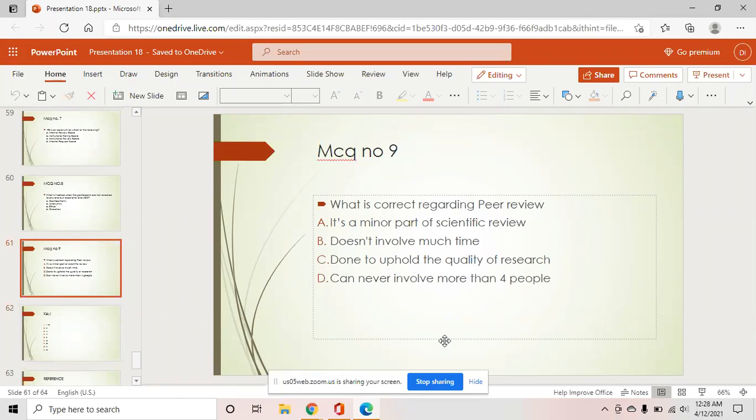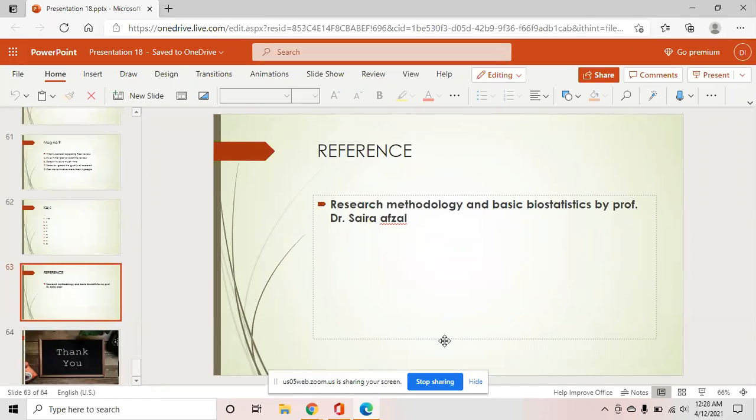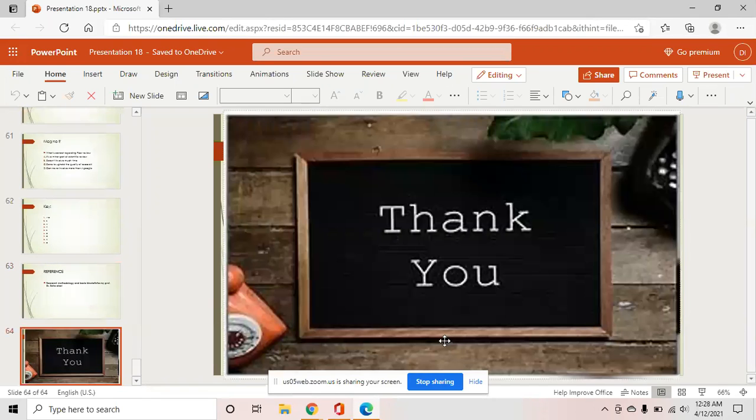What is correct regarding peer review? It is a minor part of scientific review. It does not involve much time. It is done to uphold the quality of research, and it should never involve more than 4 people. C is the right answer. It is done to uphold the quality of research. This is the key. This is the reference of my slide, and thank you.